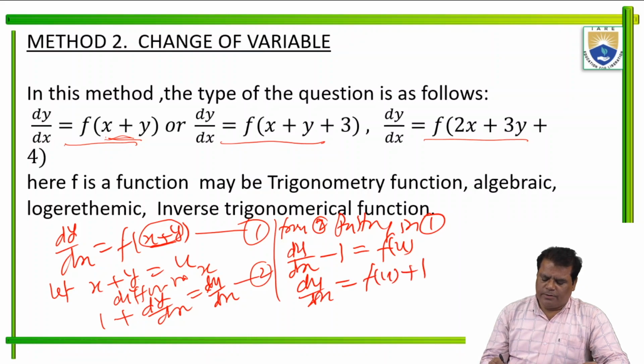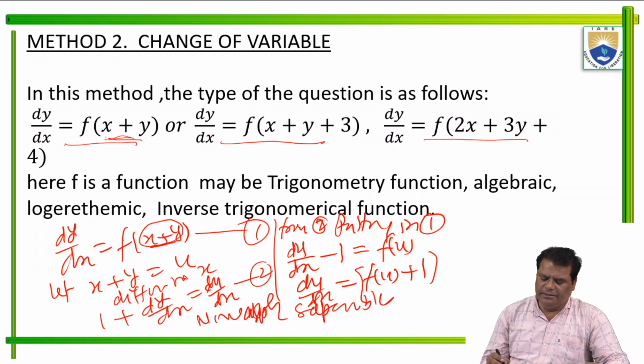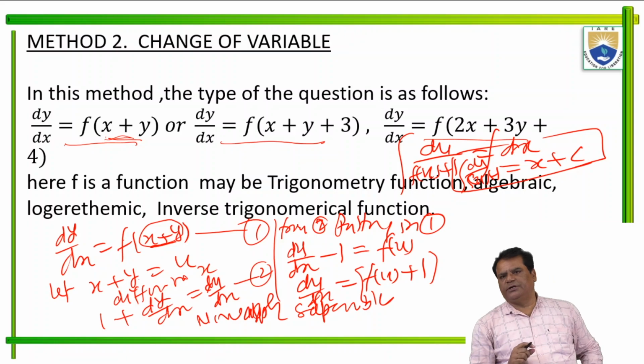Now in this function, the variables are separable. We apply the variable separable method, then the result is du upon f(u) plus 1 equal to dx. Integrating on both sides, this integration of f(u) equals x plus c. So this is the answer of this differential equation.